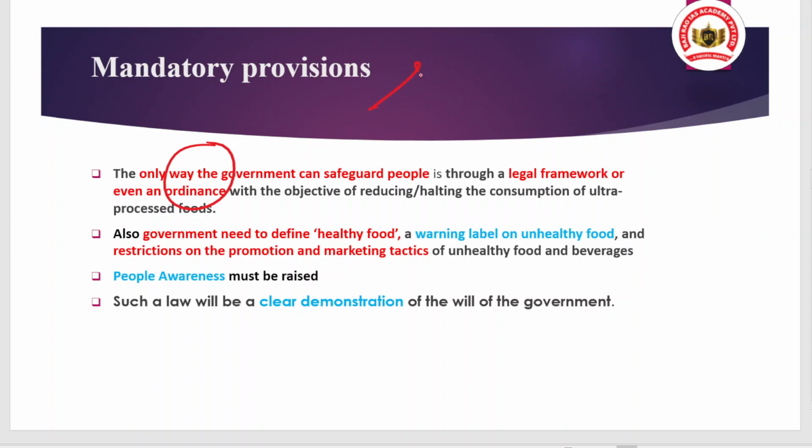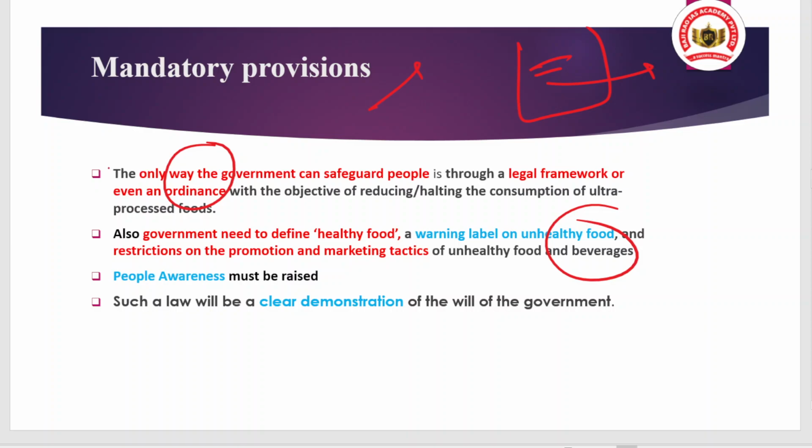And the government should define what constitutes healthy food. If you are eating packets of chips, there should be proper labeling on the front of the package, showing what it contains. Okay, along with restrictions on the promotions and marketing tactics adopted by the fast food manufacturers.